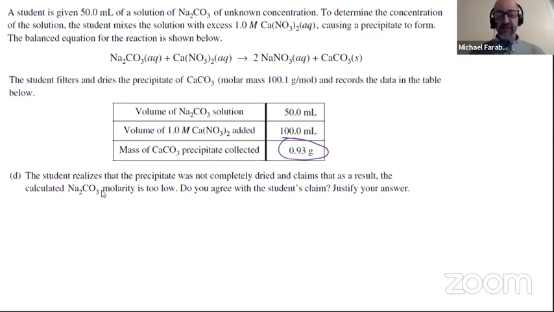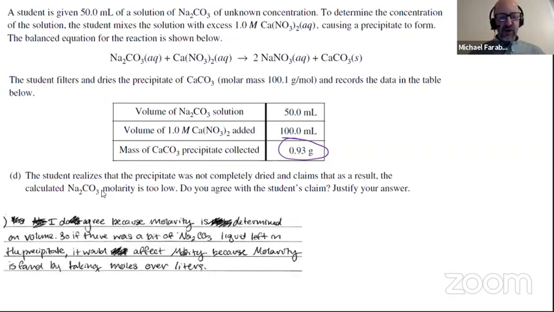There is a claim based on experimental evidence, and then you have to decide if you agree or not. So think about whether you agree or disagree, make sure you state that, and then consider the chemistry concepts involved when you justify your answer. This is what the student said.